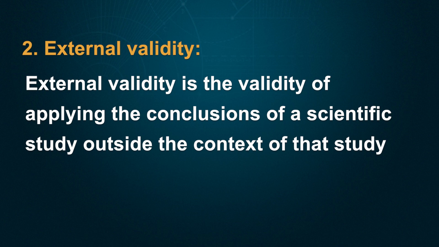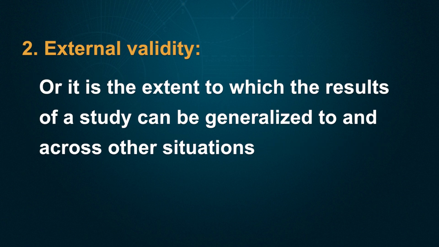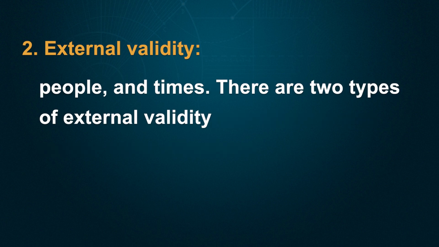External validity. External validity is the validity of applying the conclusions of a scientific study outside the context of that study, or it is the extent to which the result of a study can be generalized to and across other situations, people and times. There are two types of external validity. They are population validity and ecological validity. The following could be the threats to the external validity.